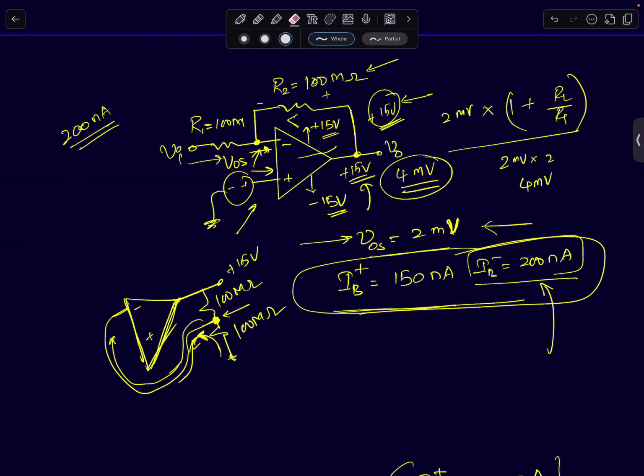But what you're asking is, is there any limit on the maximum current that the output can supply? Yes, there is. But in this case, it's not that big of a deal. This current is only 200 nanoamperes. That's not a big deal. It can comfortably supply that current, but it will be limited. It's not the example I took.